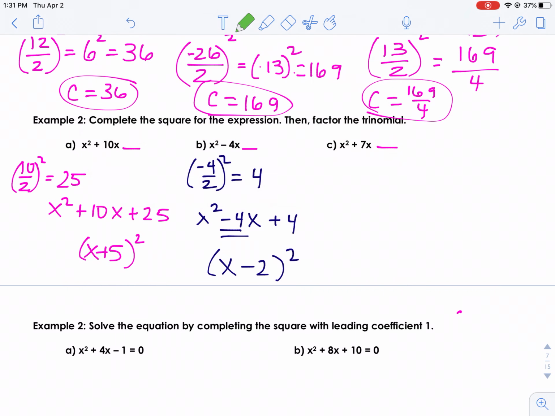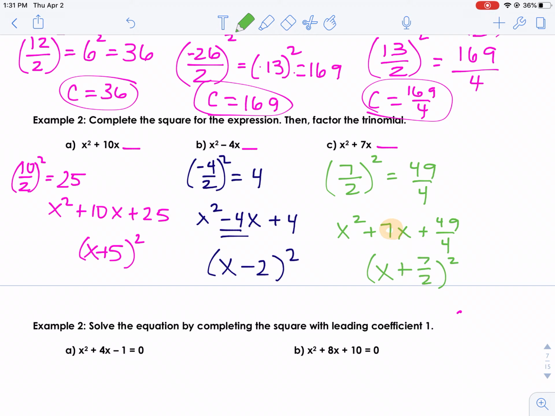Our last one, we have x squared plus 7x, and we want to complete the square. So we're going to take 7, cut it in half, and square that quantity. So we would get 49 over 4. Again, leave this as a fraction. It'll be extremely important later on. It'll make it so much easier if you leave them as fractions. So our trinomial is x squared plus 7x plus 49 fourths. And this is going to factor into a binomial squared. Again, half of the b value is going to be in our binomial. So again, we'll just leave it as a fraction. That'll be x plus 7 halves.